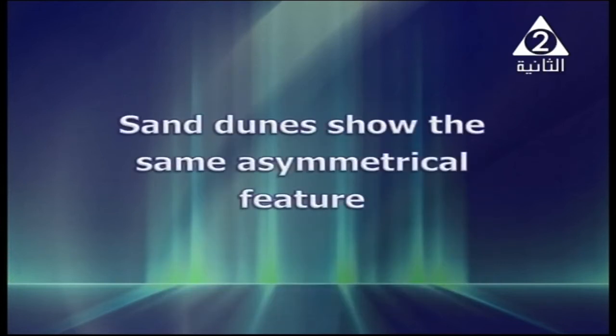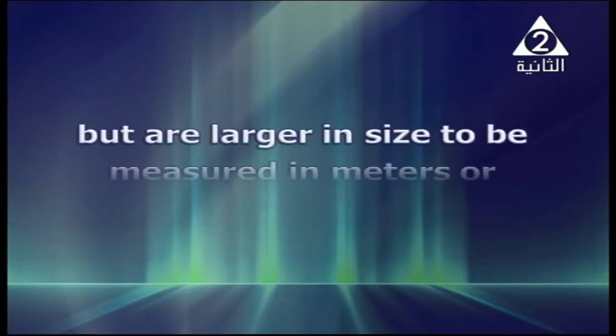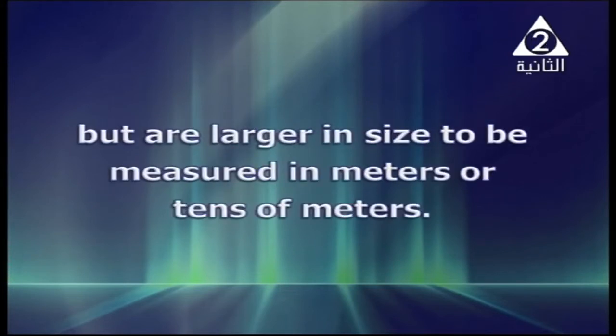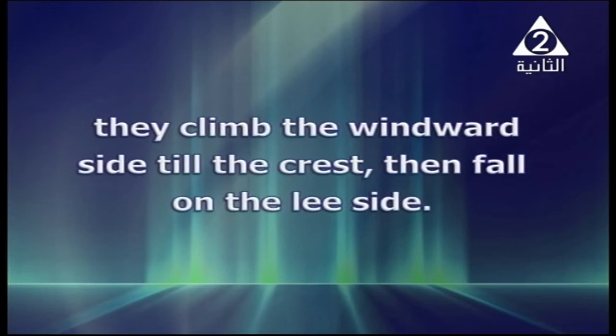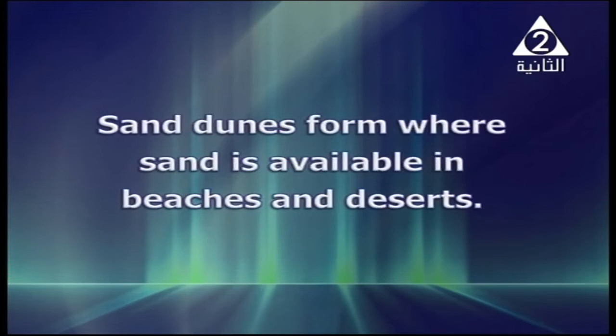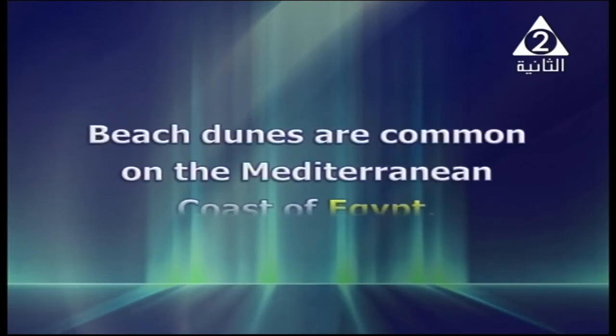Sand dunes show the same asymmetrical feature, but are larger in size, to be measured in meters or tens of meters. The sand grains move on the surface of the dune in the direction of the wind. They climb the windward side till the crest, then fall on the lee side. Sand dunes form where sand is available, in beaches and deserts. In beaches, dunes are common on the Mediterranean coast of Egypt.